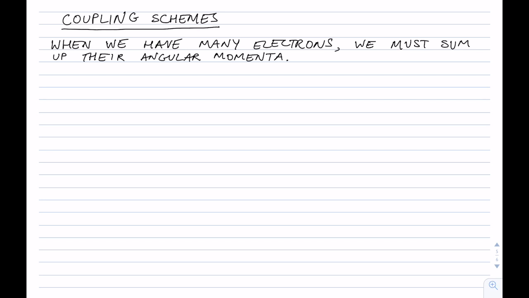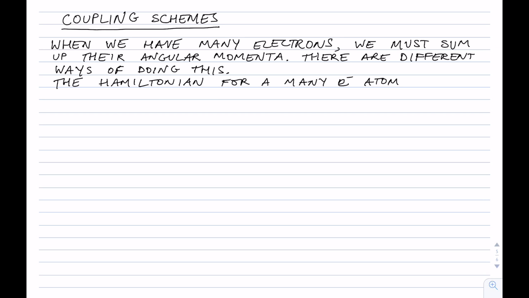So when we have many electrons, you have to sum up the angular momentum somehow. And the point is that there are different ways of doing this. The Hamiltonian is H equals H naught, that's the central field, plus essentially e squared over r_ij, minus sum over i of U(r_i), which is the same for all the electrons, usually. Put the nucleus back in for consistency with what we did before, right?